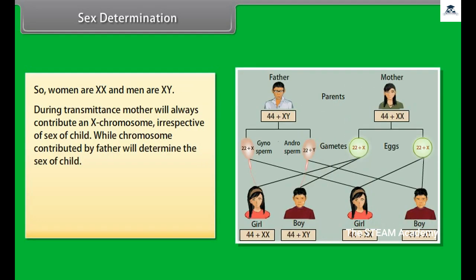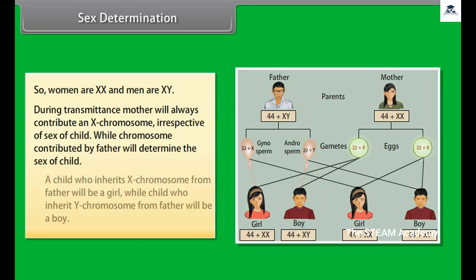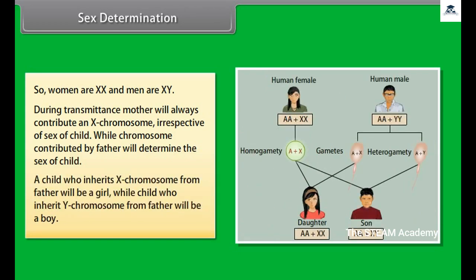During transmittance, the mother will always contribute an X chromosome irrespective of the sex of the child, while the chromosome contributed by the father will determine the sex of the child. A child who inherits an X chromosome from the father will be a girl, while the child who inherits a Y chromosome from the father will be a boy.